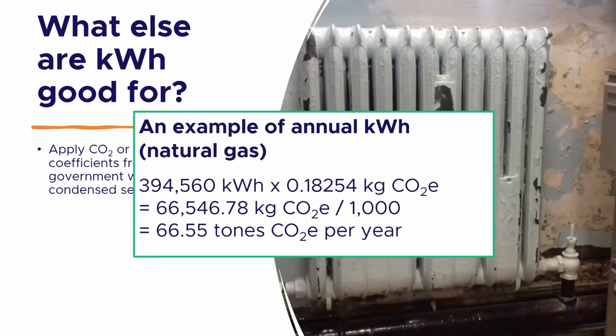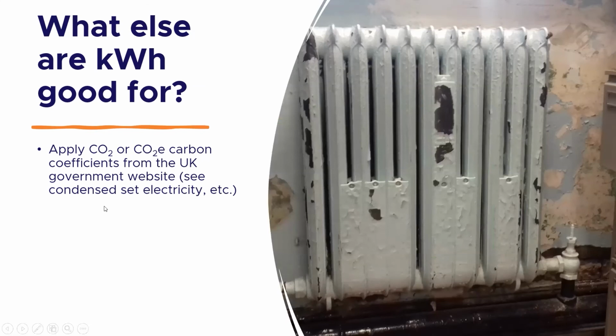Here's an example of how you would then make a calculation from kilowatt hours. So this is natural gas of 394,560 kilowatt hours per year. You find on the spreadsheet the carbon equivalent for natural gas. It is 0.18254. Note that it's kilograms in this case per CO2e. You multiply the two together, getting the figure below, divided by 1,000 to express it in a much smaller number as tons of CO2 per year. This is commonly how carbon footprinting is done. Quite useful as a student activity as well.